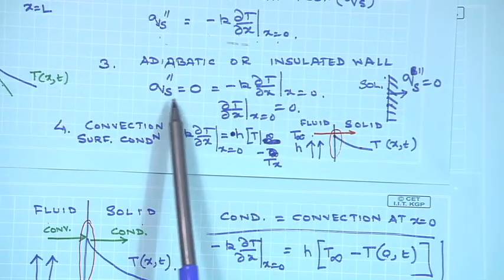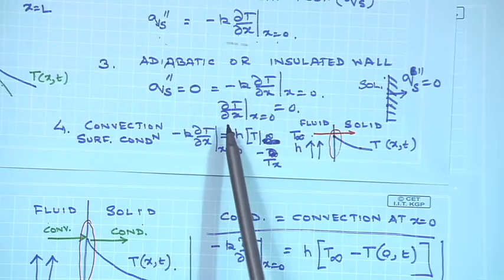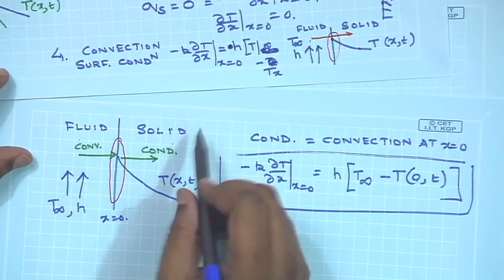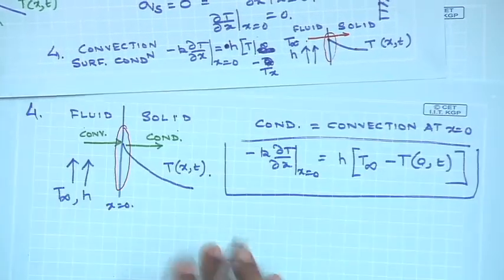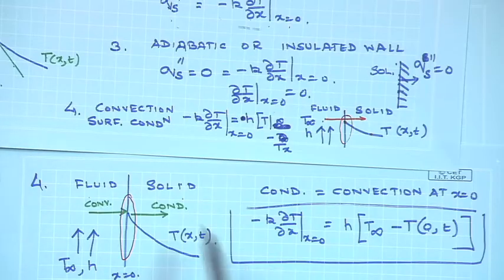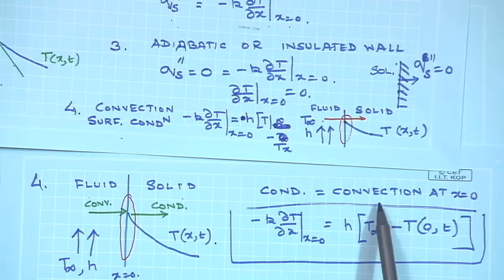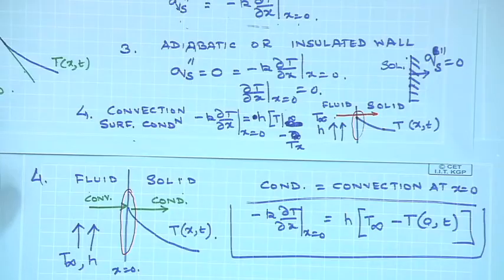In both cases, q double prime s is 0, which would tell you that del T del x is equal to 0. And the fourth boundary condition is a convection surface condition, where the equality between conduction and convection at x equals 0 would simply give you that minus k del T del x at x equals 0 is the convective heat flux. Now, depending on the specific problem that you are dealing with, one or more of these conditions can be used.